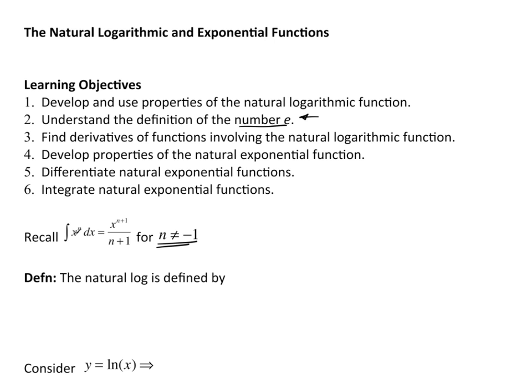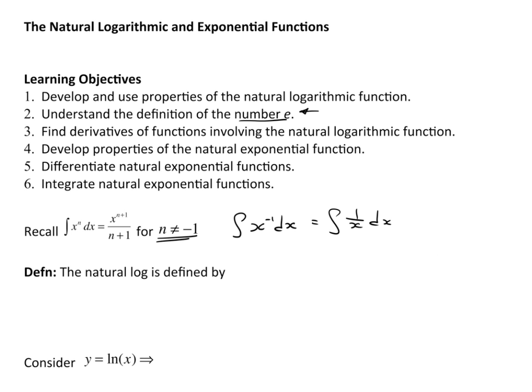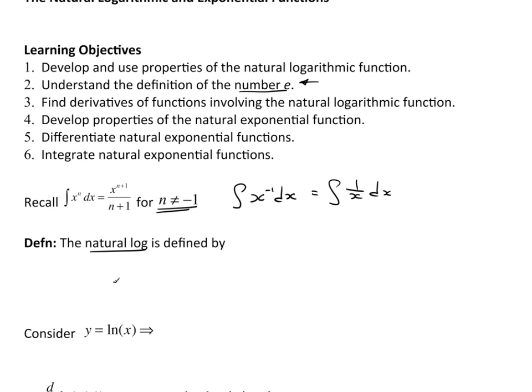Obviously, there's an issue. So how do I handle a situation where I have an integral that looks like x to the negative 1 dx, which is the same as the integral of 1 over x dx? Well, the way we handle that is by the natural log, which we denote by ln x. This is defined as the integral from 1 to x of 1 over t dt.